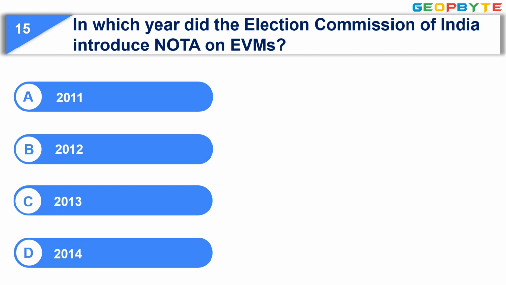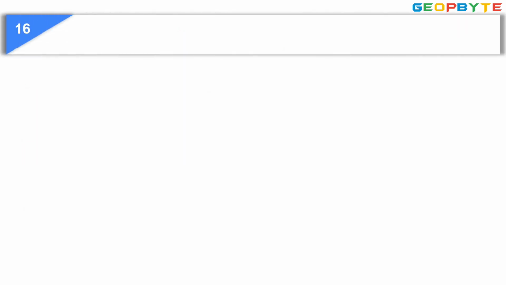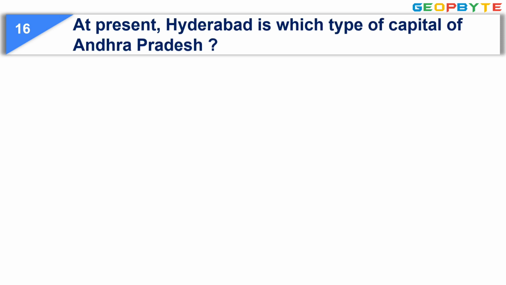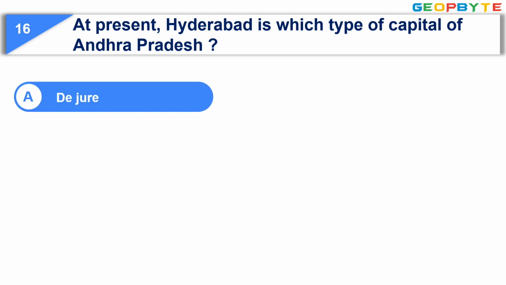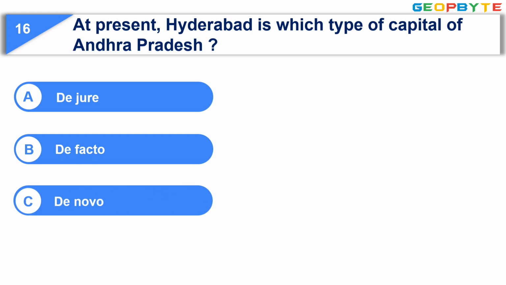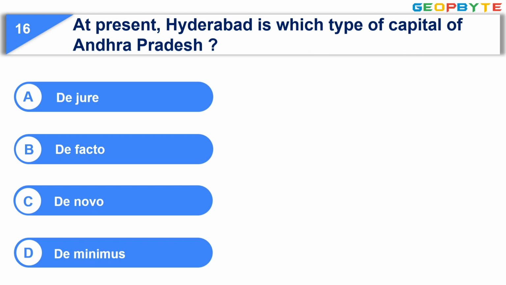Your time is up, and the correct answer is option C, 2013. The next question is, at present, Hyderabad is which type of capital of Andhra Pradesh? Option A, de jure. Option B, de facto. Option C, de novo. Option D, de minimis. Your time starts now.